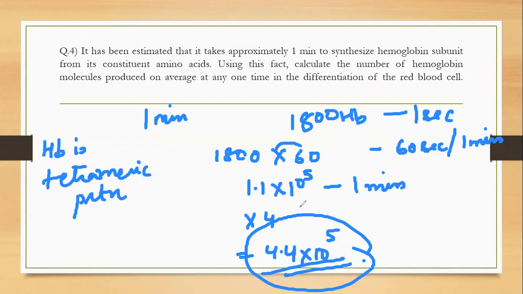But we know hemoglobin is a tetrameric protein which carries 4 oxygen molecules, correct? So therefore we will multiply this by 4. So now the total number of hemoglobin molecules is 4.4 into 10 raised to 5. And all of this we are talking about in one particular RBC. So I hope this was interesting.